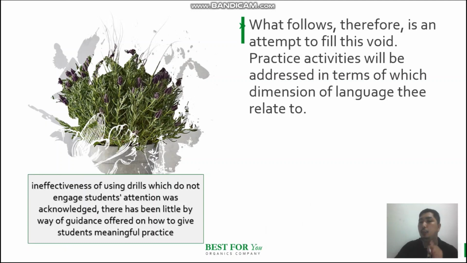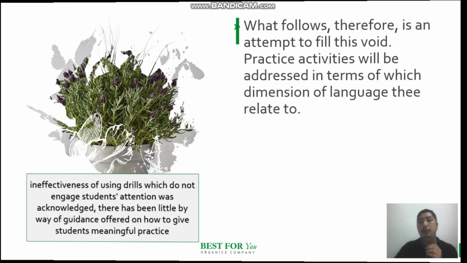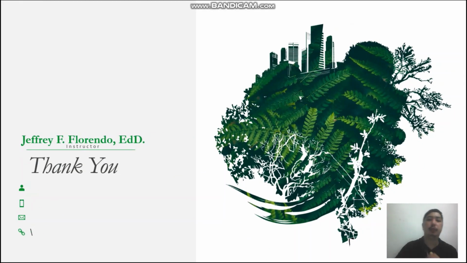Practice activities will be addressed in terms of which dimension of language they relate to. And that's it for today's discussion.